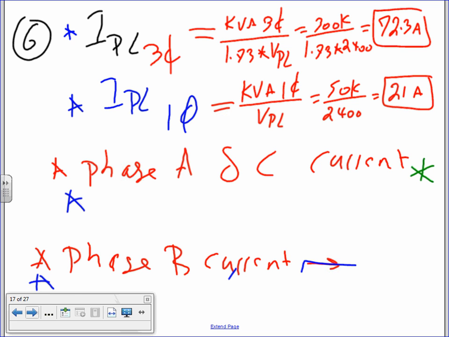So I have a current coming out of the three phase and a current coming out of a single phase on the same conductor. What do you do, guys? You add them up. When you clamp on the ammeter, it will read both of them. Add them up.